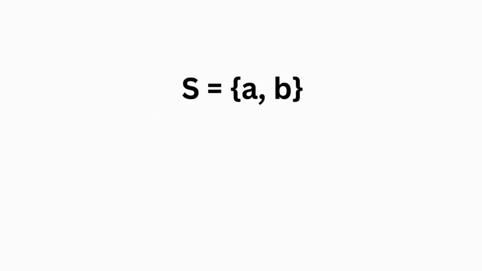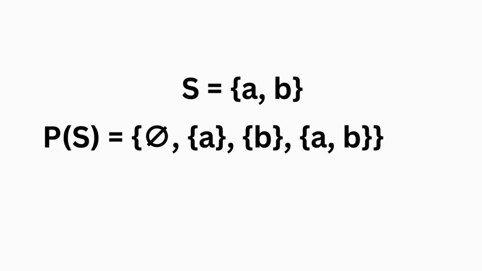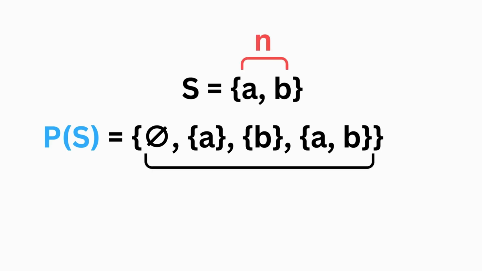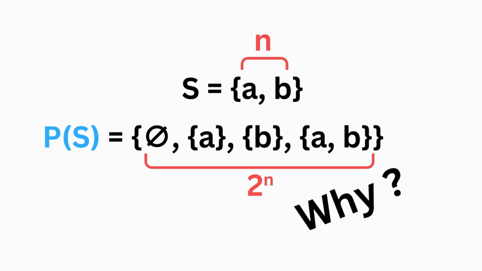The power set of the set S that has elements A and B is the set of all possible subsets of a given set, including the empty set and the set itself. Power sets are denoted as P with the set inside brackets. If a finite set has n elements, then the power set of that set would have 2 to the power of n elements. But why?